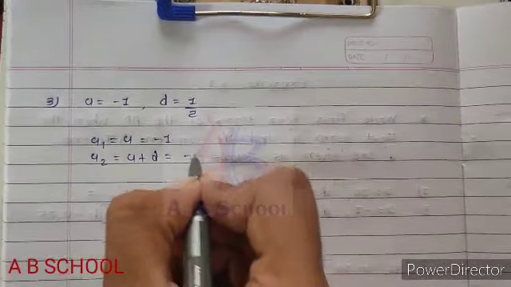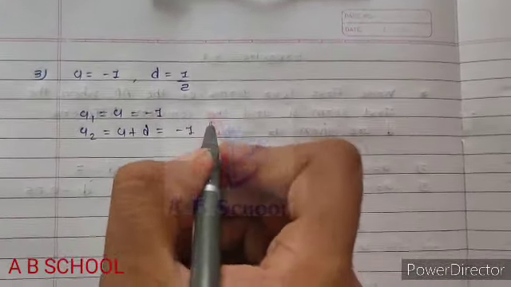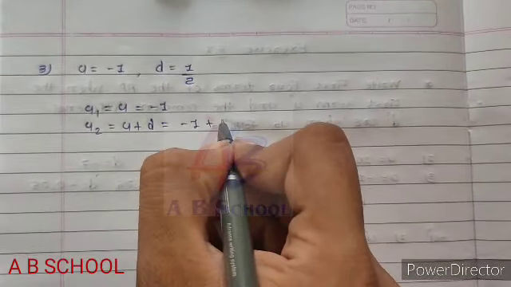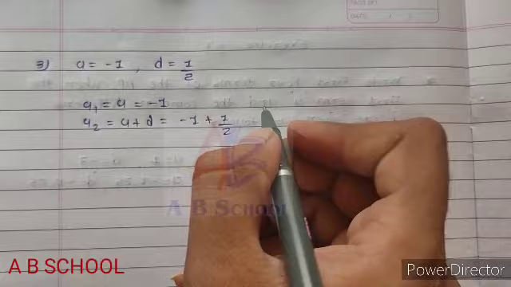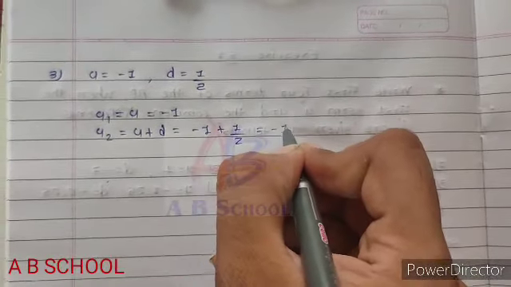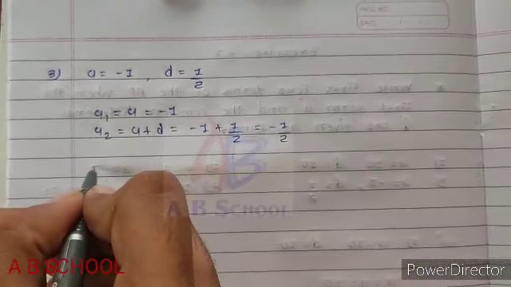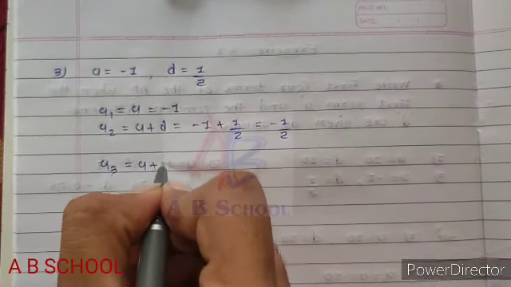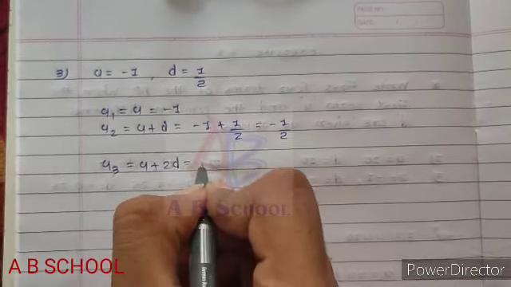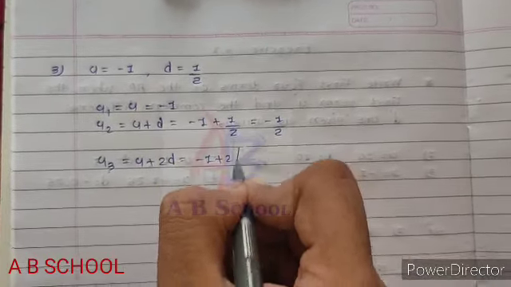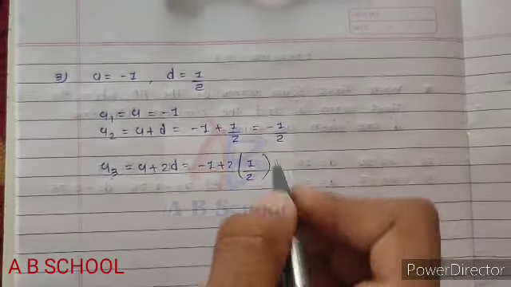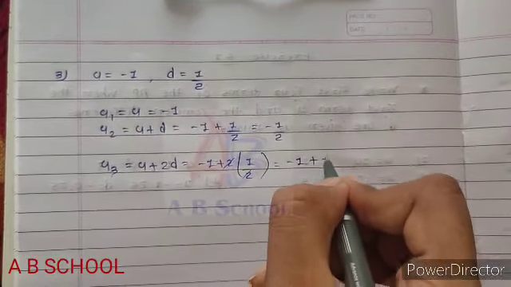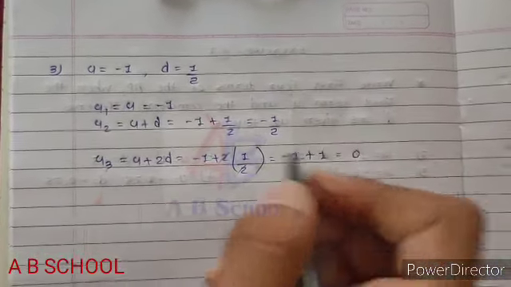Value of a is equal to -1. Common difference d is equal to 1/2 + 1/2 - 1 + 1/2 is equal to -1/2. Now for a3 is equal to a + 2d. Value of a is equal to -1 plus 2 times value of d, which is 1/2. 2 cancels. -1 + 1 is equal to 0.